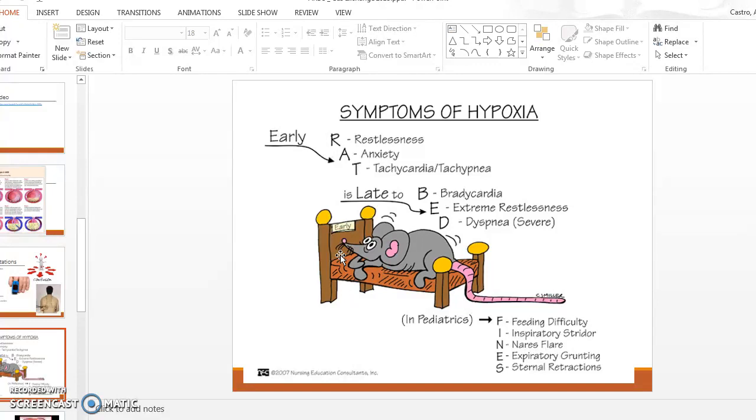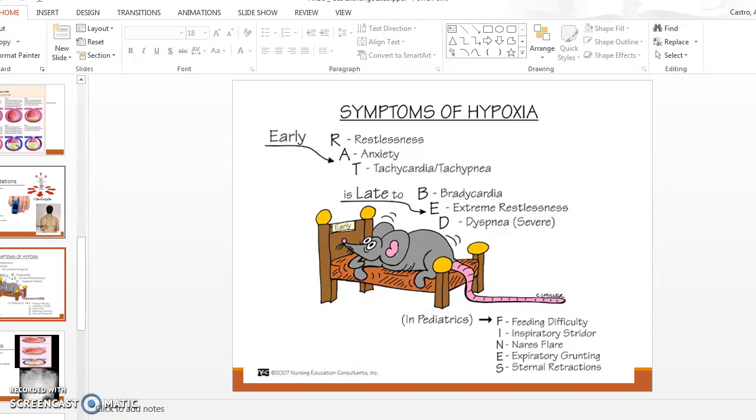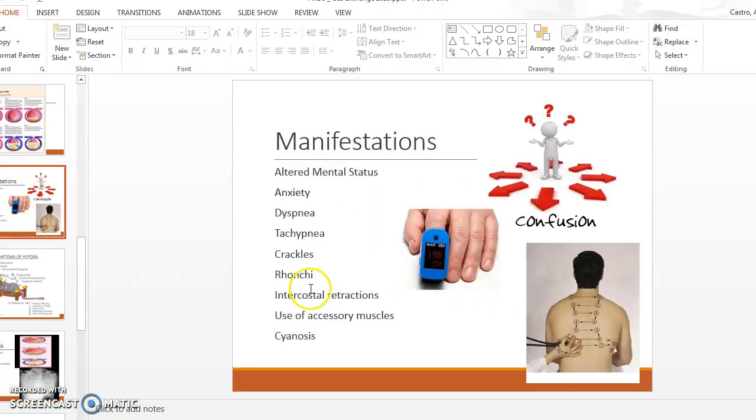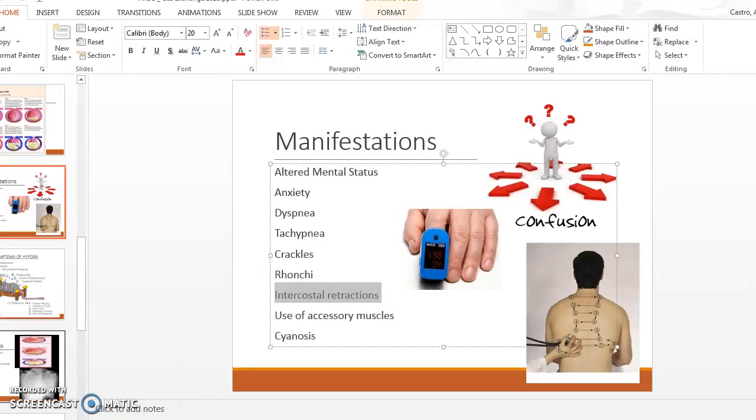Remember we talked yesterday about that natural deep breath that we take every so often? Take that deep breath. If you use your nose, did you notice that your nares flared when you did that? And that's our body's trying to compensate. Take in a nice deep breath. Grunting, trying to blow off that CO2, and then those sternal retractions, which we also can see in adults.